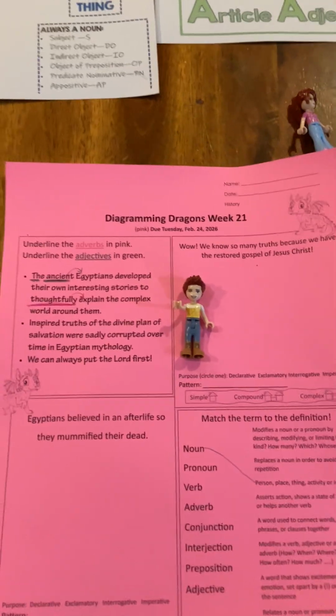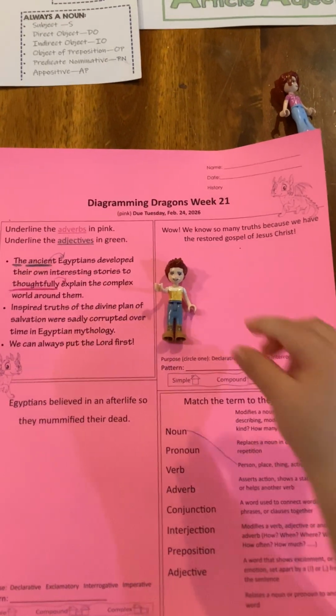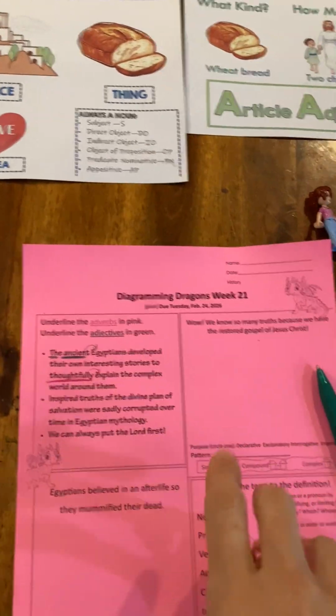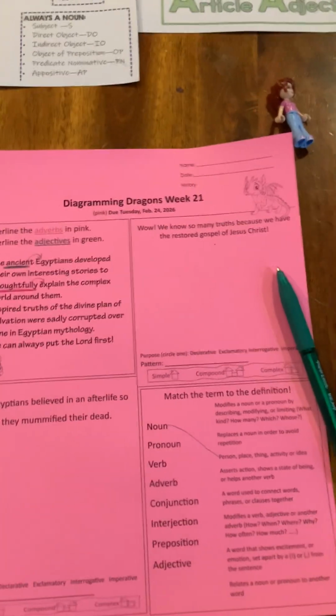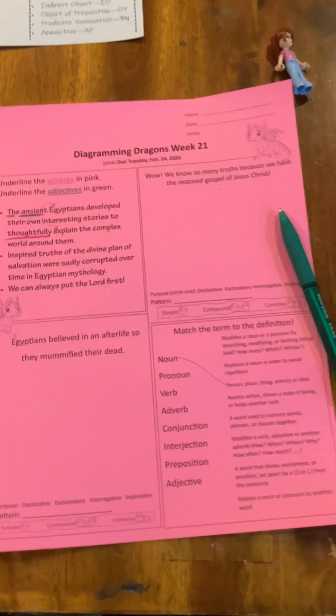So keep looking for those and do the rest on your own. Try to find adjectives in green and adverbs in pink. And we will correct it next time. All right, let's go ahead and move on to our sentences and see how we do.